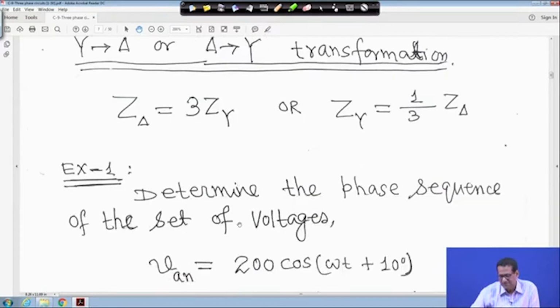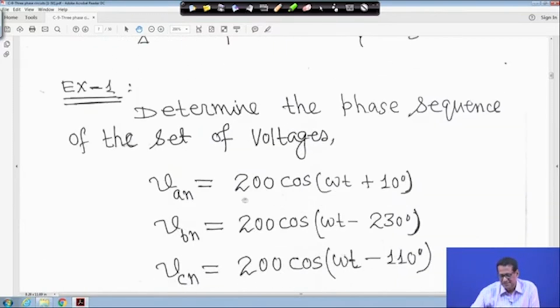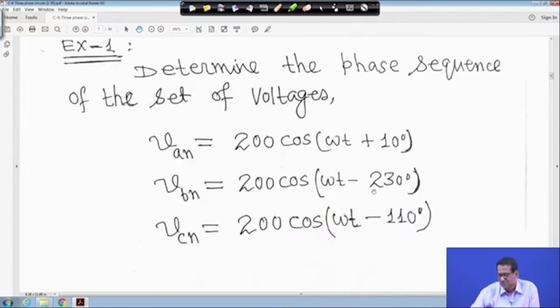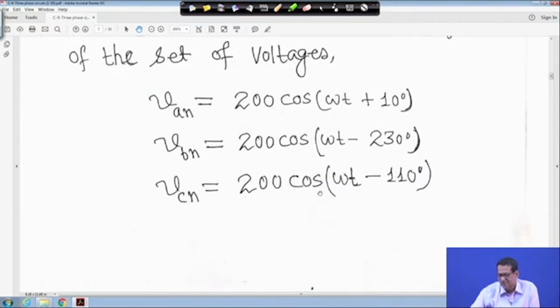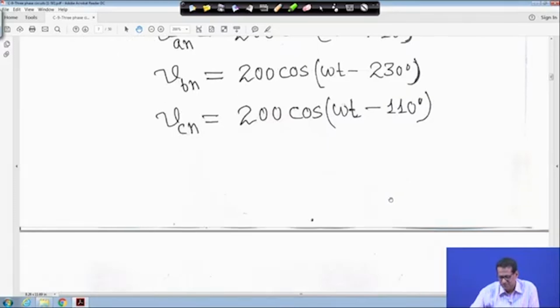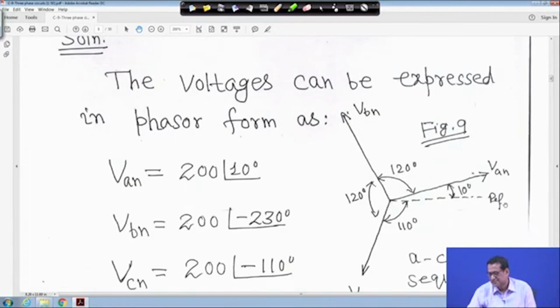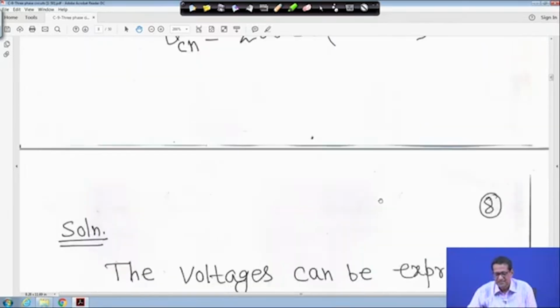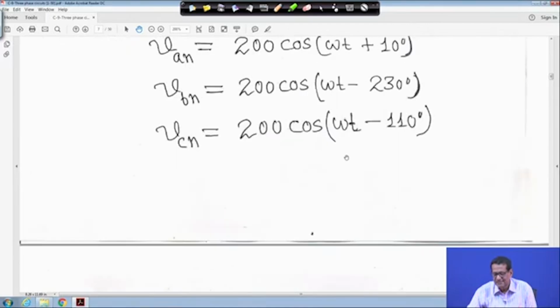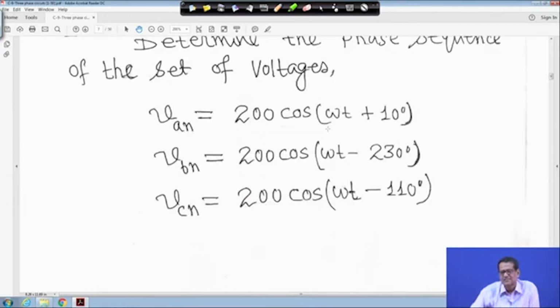Take a small example. Determine the phase sequence of the set of voltages. VAN is given as 200 cos omega t plus 10 degree, VBN is 200 cos omega t minus 230 degree, and VCN is 200 cos omega t minus 110 degree. If you draw the phasor diagram, suppose this is your reference point. VAN is 200 angle 10 degree. Whether it is cosine or sine, it is basically the same thing: sine of 90 degree minus theta is cos theta, or cos of 90 degree minus theta is sine theta. So there should not be any confusion.